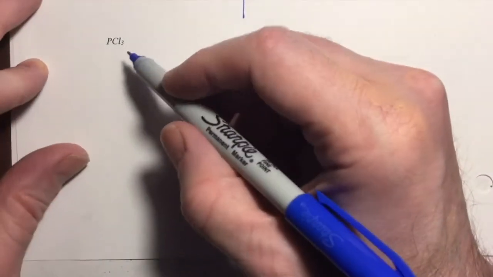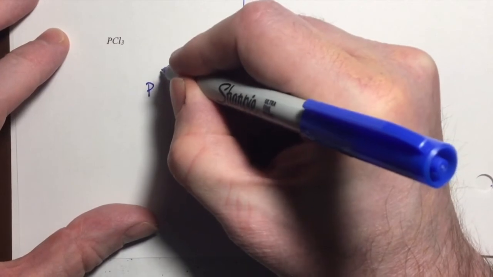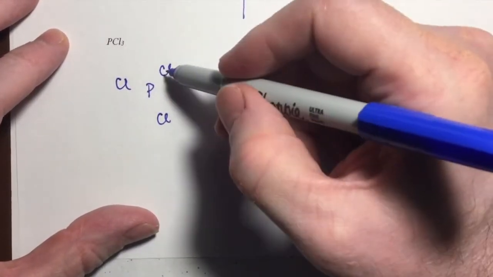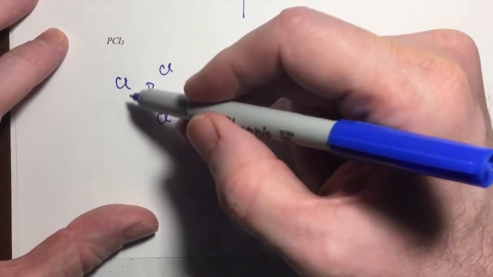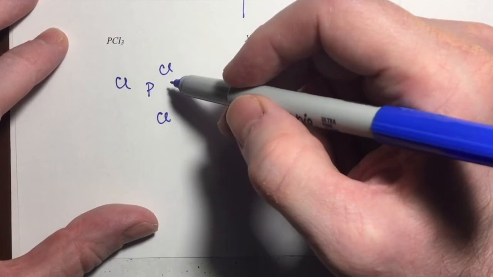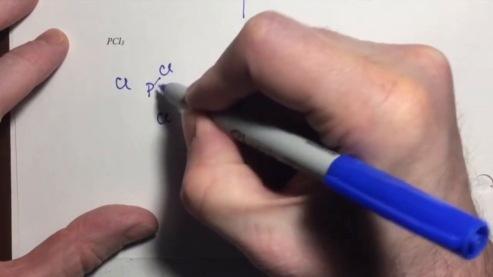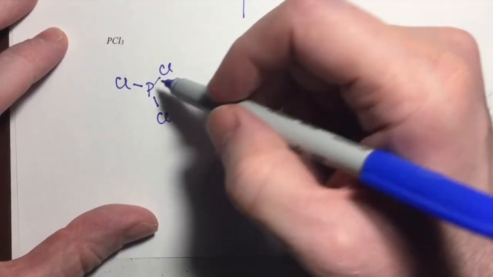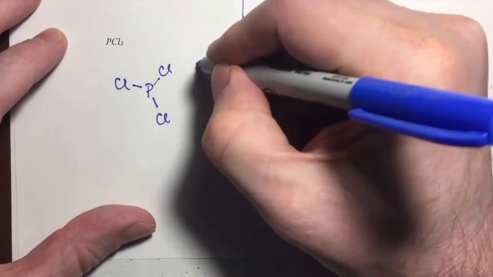Moving on now to PCl3. Draw the skeleton. Phosphorus is less electronegative than chlorine. If I didn't know that, I could look it up. You're not expected to memorize their electronegativities, so you would have had to look them up. Single bond from the central atom to each of the terminal atoms.